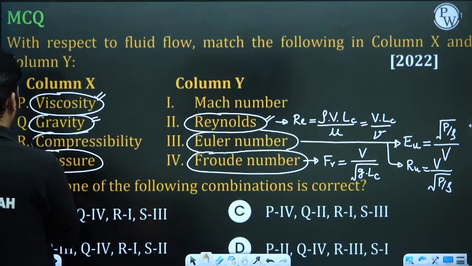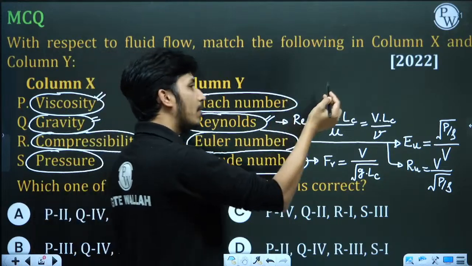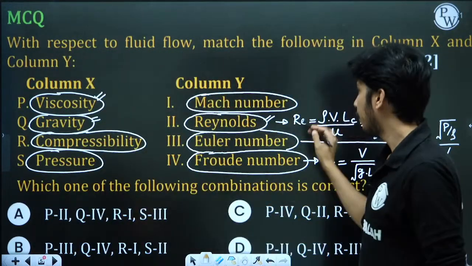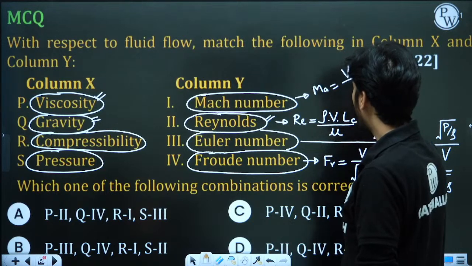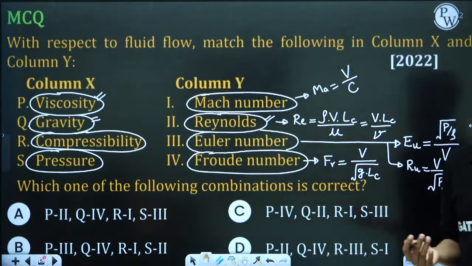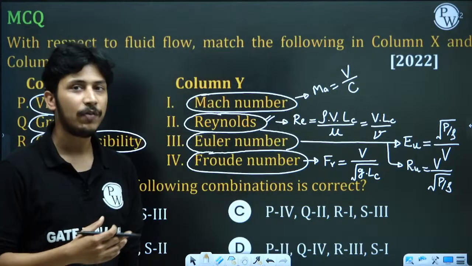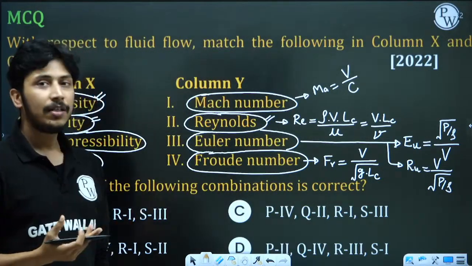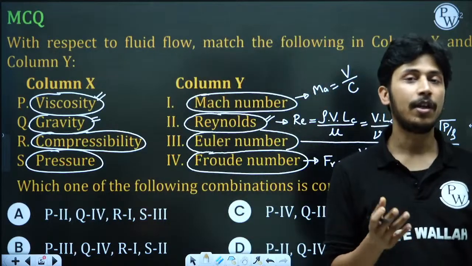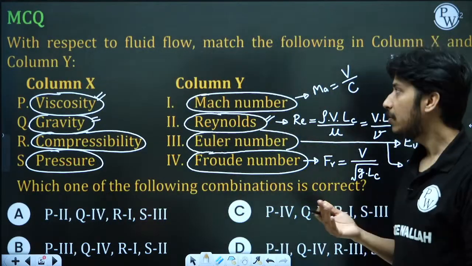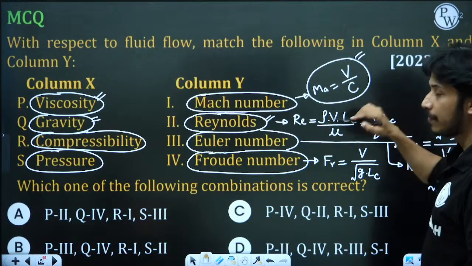Okay, so compressibility we have to match with the Mach number. Why? Because the Mach number also involves compressibility. The Mach number is the velocity of the object upon the velocity of sound in that medium. If you are comparing fluids with solids, or fluids with gas, the speed of sound in gas is lesser, in liquids it is more, and in solids it is very high. So it depends on which medium the flow is happening in, and the velocity of sound in the same medium.